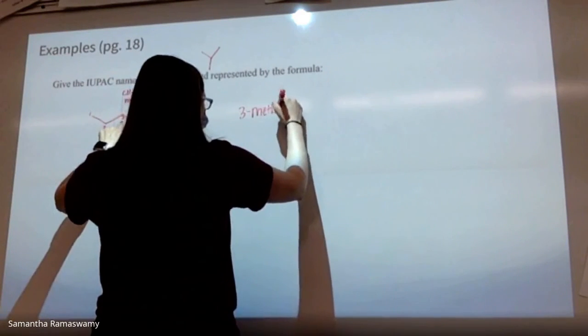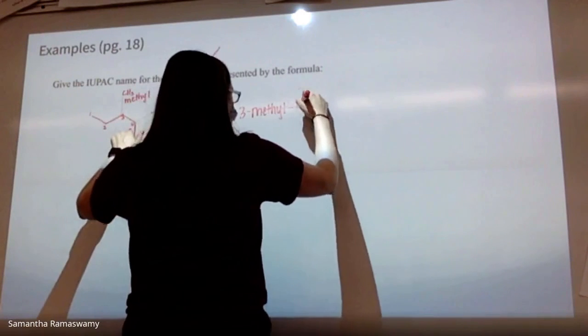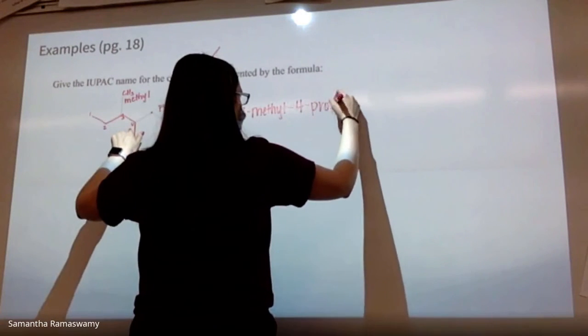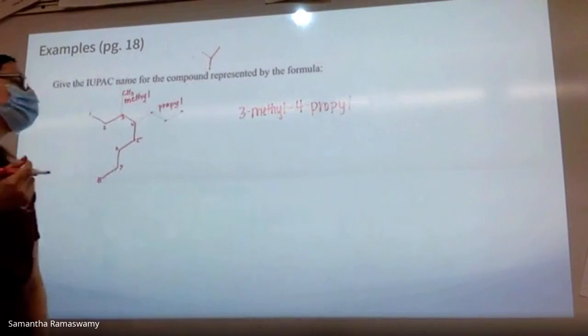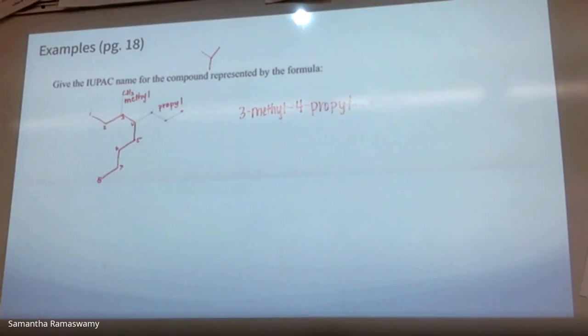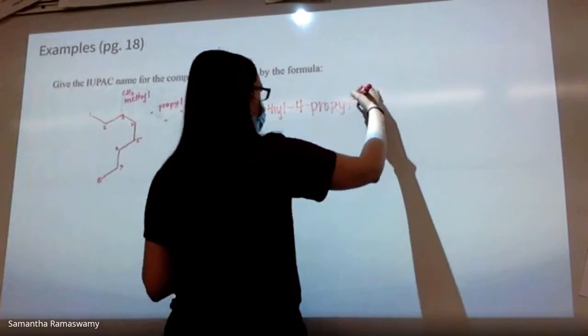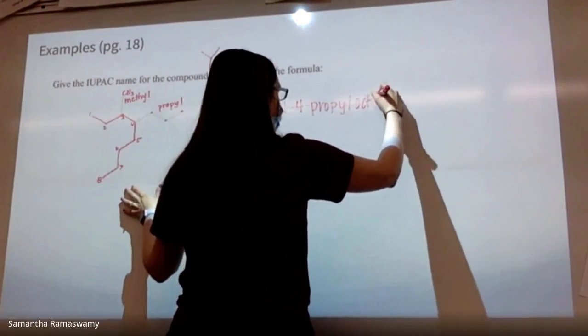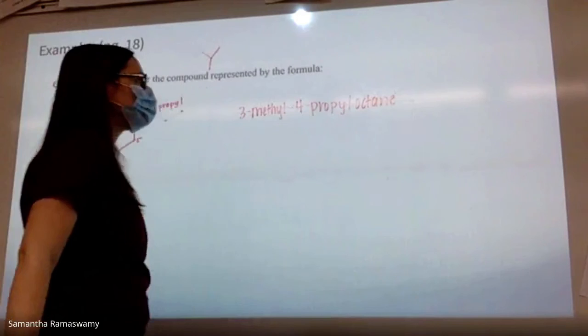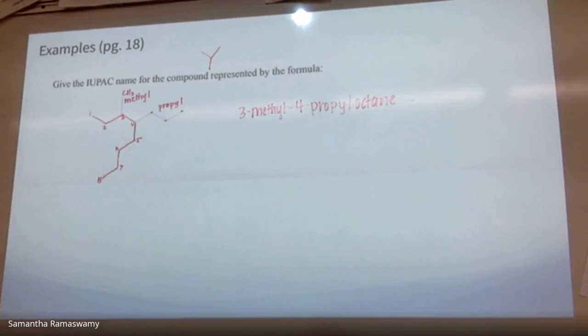3 methyl, 4 propyl. Notice how dashes separate letters and numbers. After your last substituent, you add the parent name to the end. 8 carbons, all single bonded, octane. 3 methyl, 4 propyl octane.